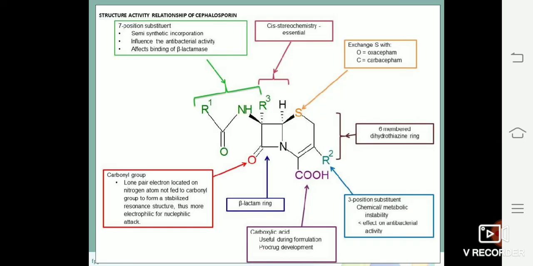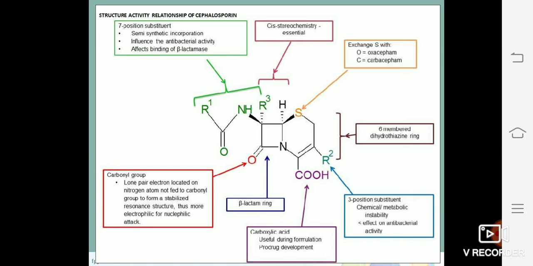These are the structure activity relationships of the cephalosporin. At the upper side we can see that cis stereochemistry is essential, not trans stereochemistry. Cis stereochemistry is essential for the activity of the antibiotic. If sulfur at the fifth position is exchanged with oxygen, that is called the oxacephem. If sulfur is exchanged with carbon, that is the carbacephem.